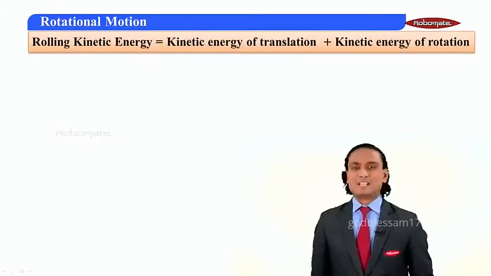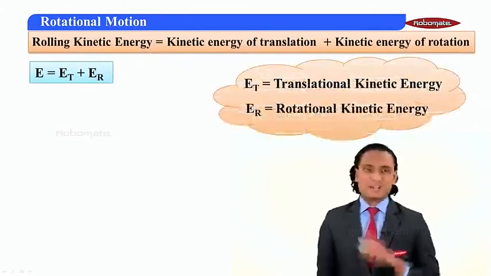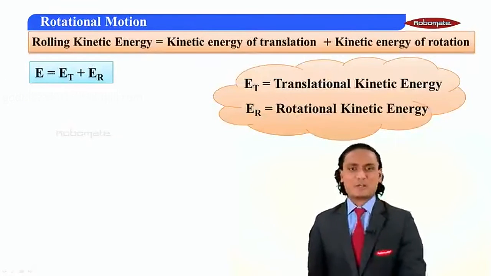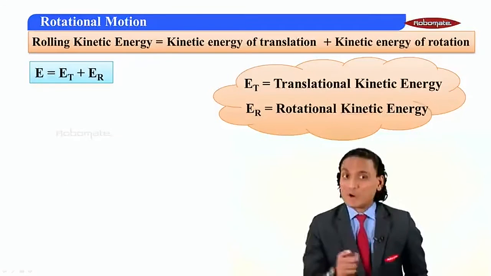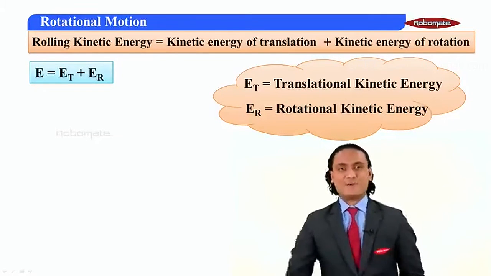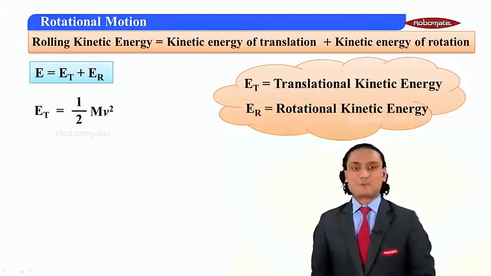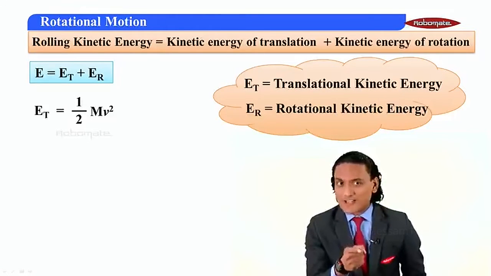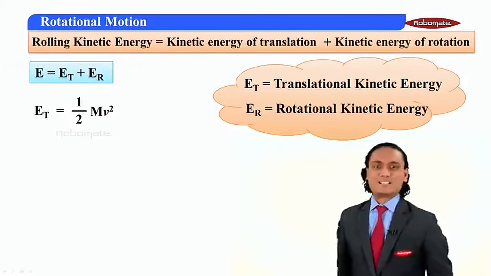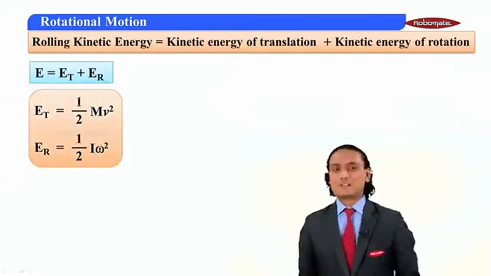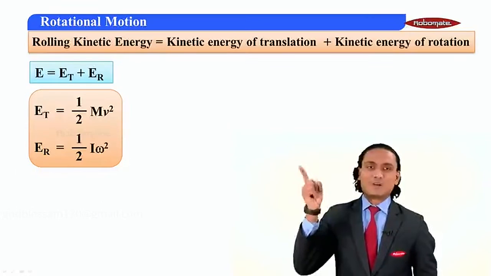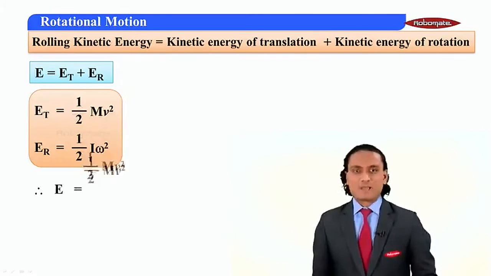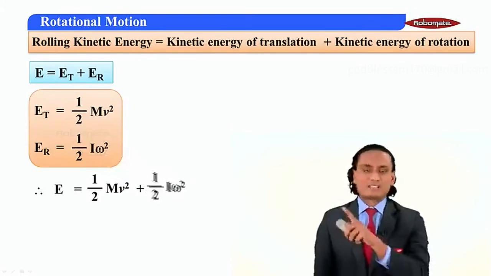I can write this as E is equal to Et plus Er, where Et is translational kinetic energy and Er is rotational kinetic energy. I am very sure all of you know what translational kinetic energy is. Translational kinetic energy is half mv square. Now what is rotational kinetic energy? We have discussed this in the beginning modules. Rotational kinetic energy is half I omega square. So now I have Et and Er. Can I substitute them in the expression of E? E is equal to Et, which is half mv square, plus Er, which is half I omega square.